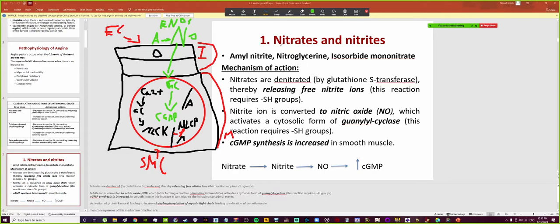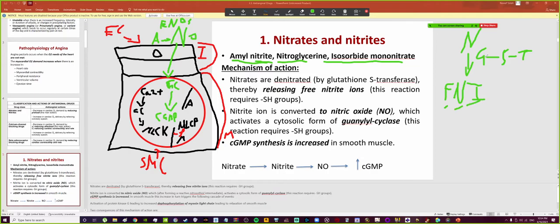What is the difference now that we use something like a nitrate that does pretty much the same end goal, muscle relaxation and vasodilation? Let's look at these. Examples of drugs that you need to know: nitroglycerin, amyl nitrite, isosorbide mononitrate. Basically, when you take the drug, these nitrates are going to be denitrated by an enzyme called glutathione S transferase. This glutathione S transferase converts nitrates into free nitrite ions. We'll say FNI stands for free nitrite ions.